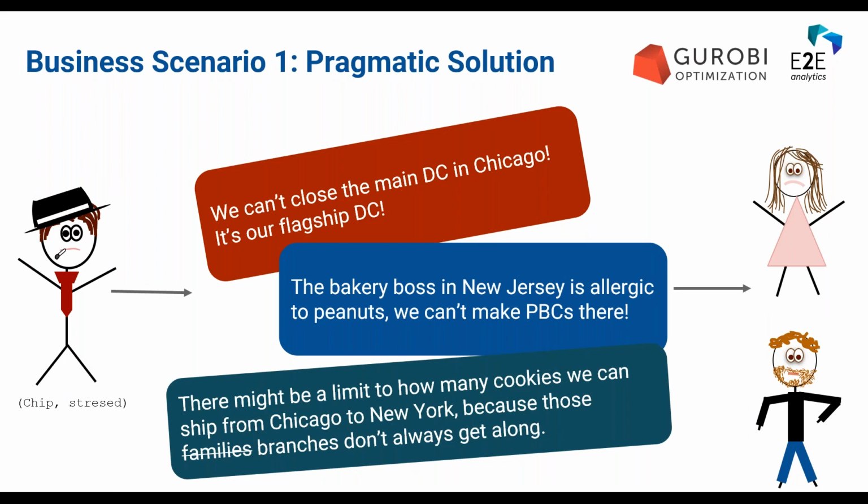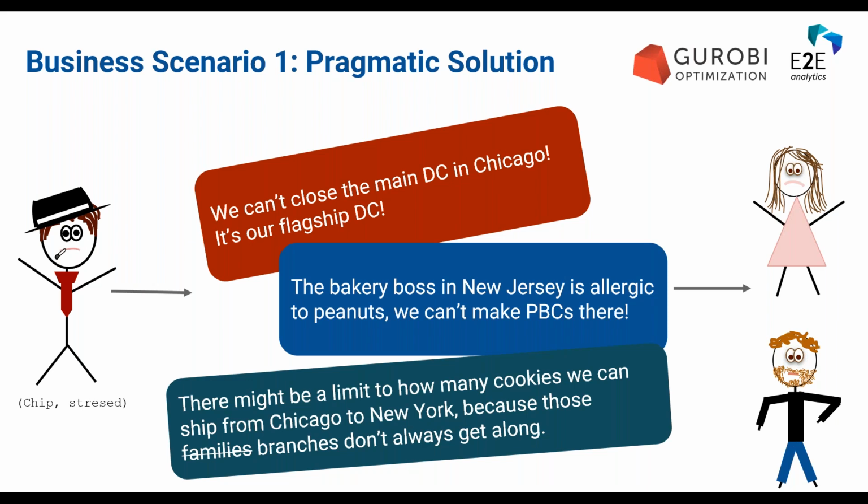So this really stressed Chip out so much that he started smoking here. He comes back to us and he says, we can't close the main DC in Chicago. It's our flagship DC. That's crazy. The bakery boss in New Jersey is allergic to peanuts, so we can't make any peanut butter cookies there. And there might be a limit to how many cookies we can ship from Chicago to New York because those branches don't always get along. So this is an example of solving something like a Greenfield scenario with no extra constraints and saying this is exactly what you should do.